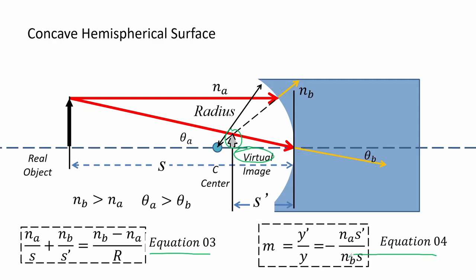Same sign convention is applied here like in the convex hemispherical surface. When the object faces a convex refracting surface, the radius of curvature r is positive. When it faces a concave surface, r is negative.